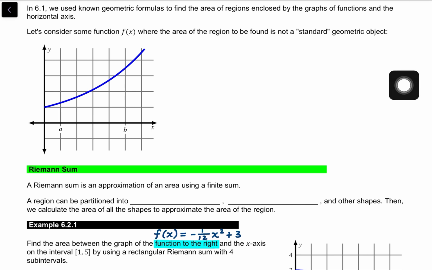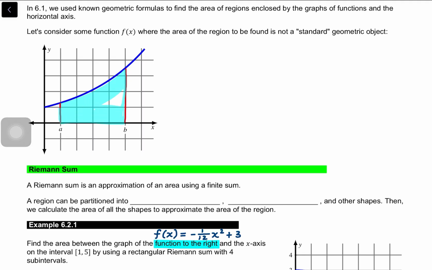So for example, you can see I have x equals a and x equals b. If I were to draw the vertical lines from those two x values, x is a and x is b, and then bound the region by the graph of the function and the x-axis, you can see that the region enclosed would look something like this, which is not a typical shape.